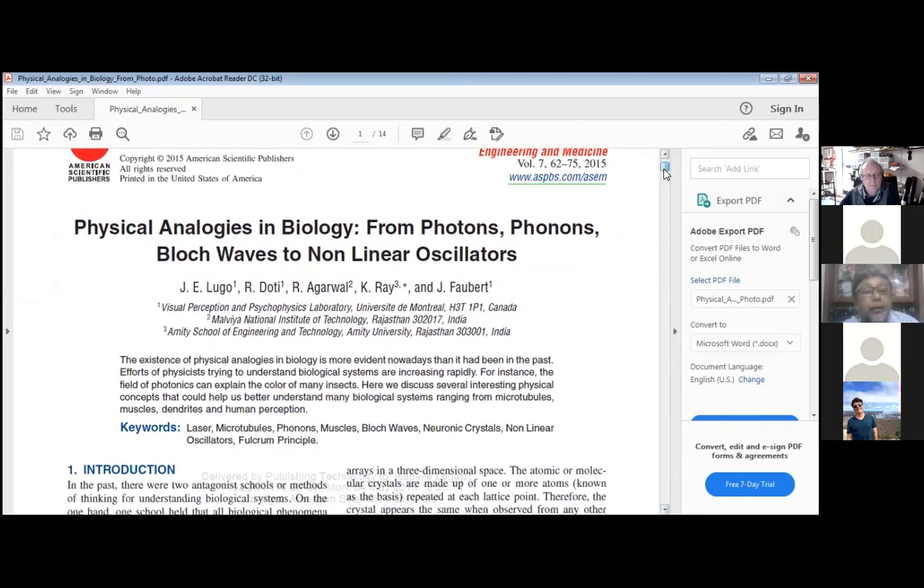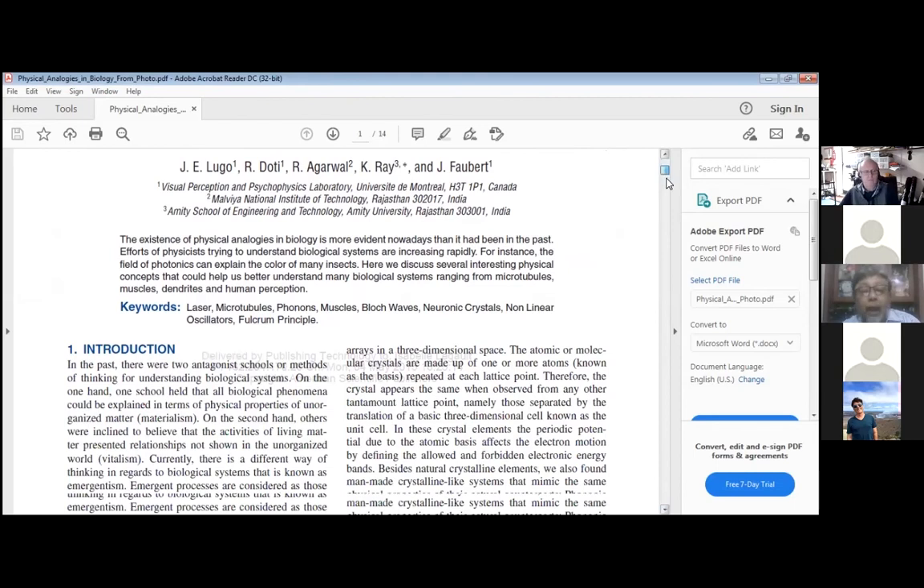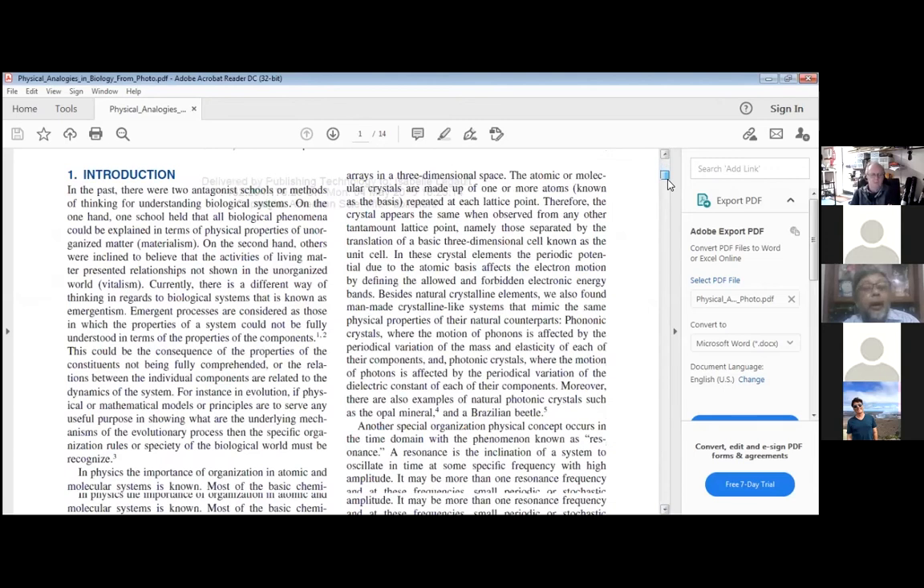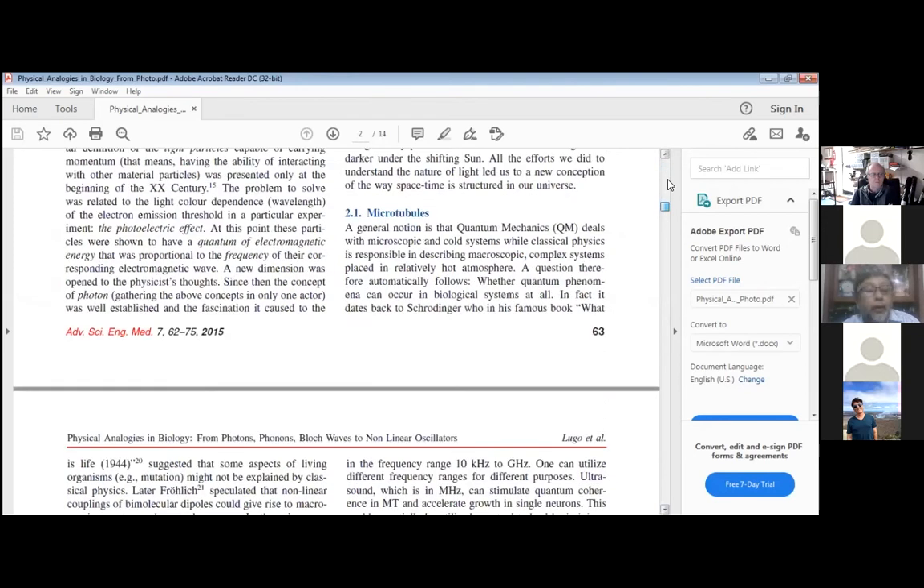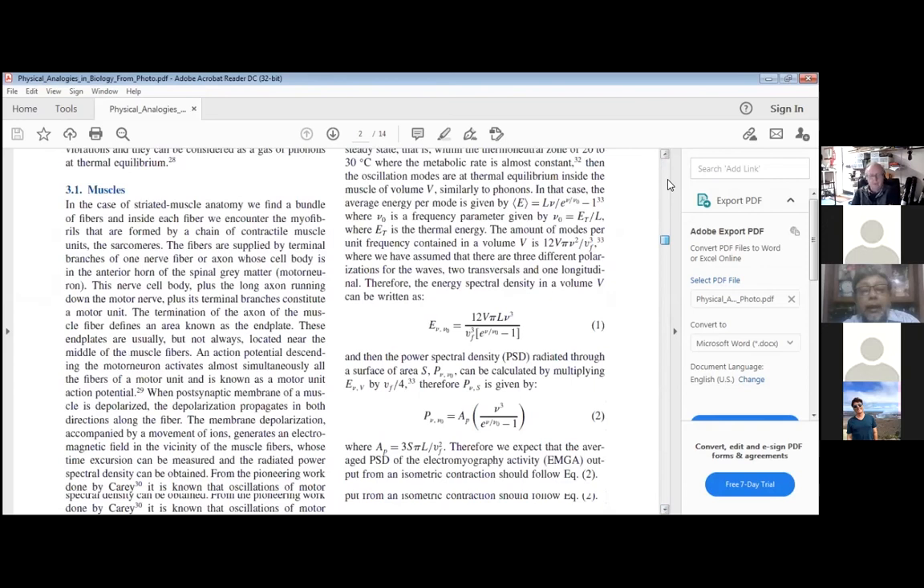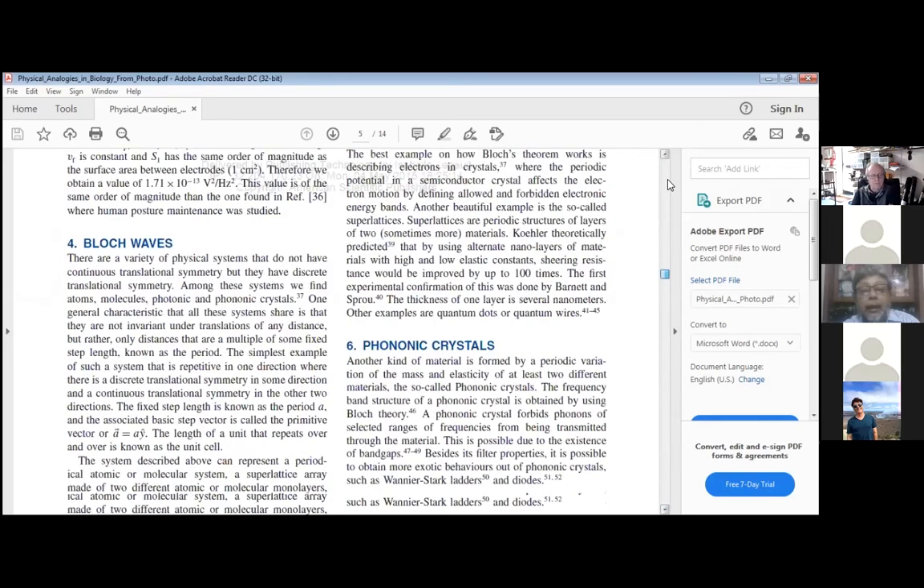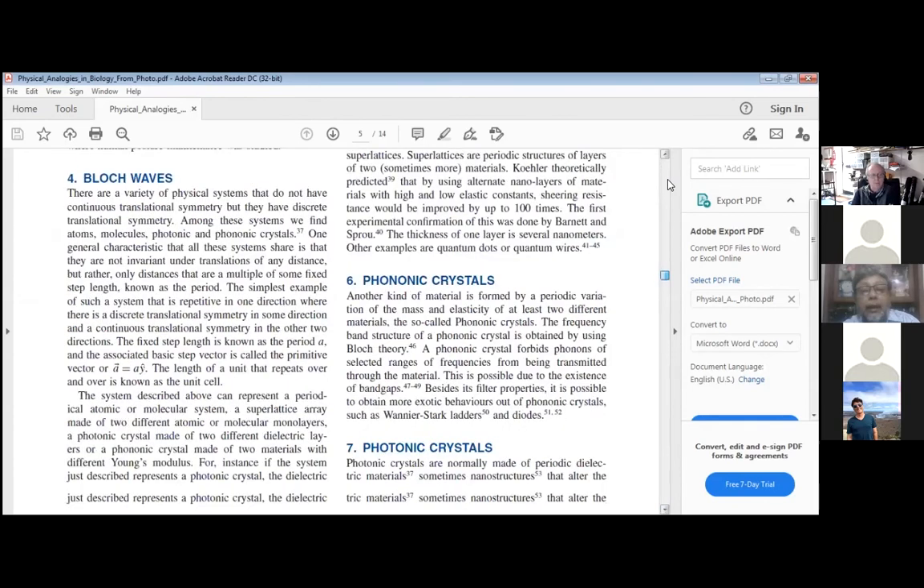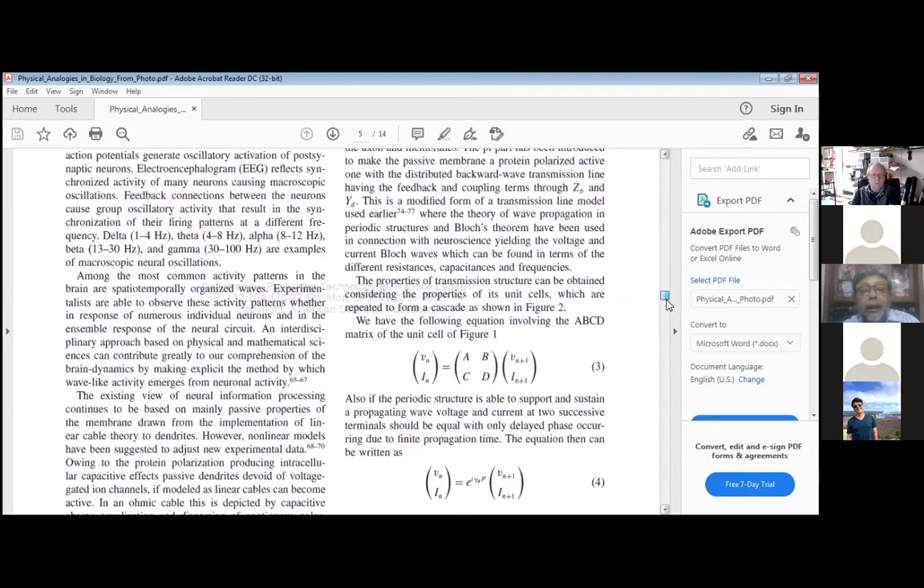Some parts are general parts we have done. So I will try to show one part, the microtubules and the neuronic microtubules. Here, for the microtubules, we had extended this method, the Bloch waves, the neuronic crystals. Here is the equation, the normal transmission line ABCD matrix. We have used the periodic structures, and we solved for these.